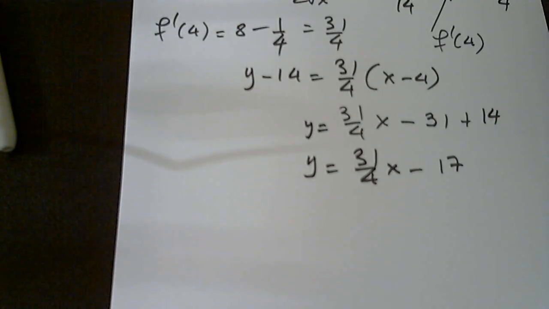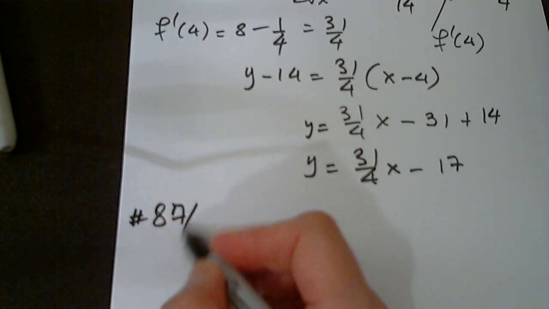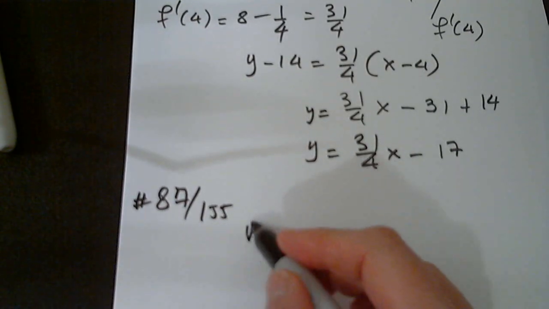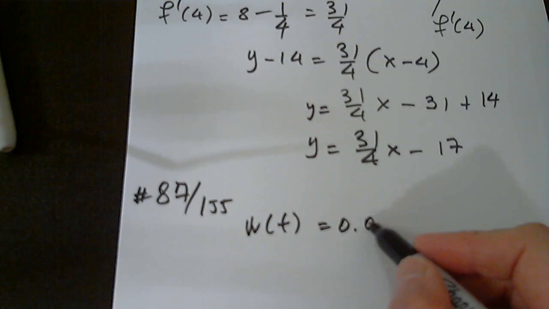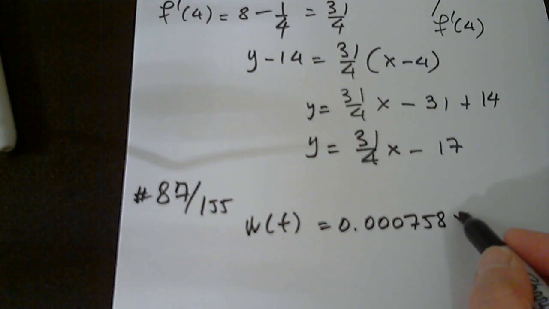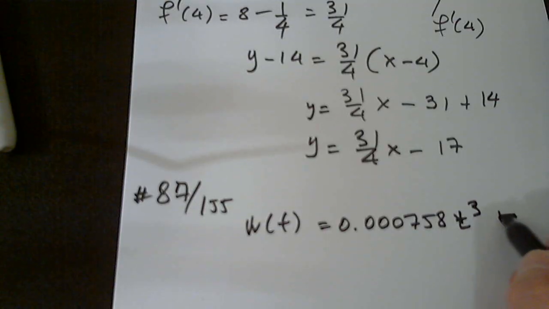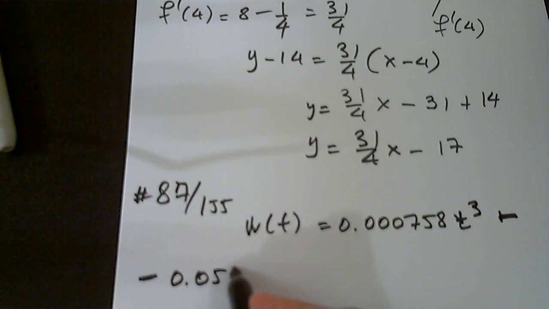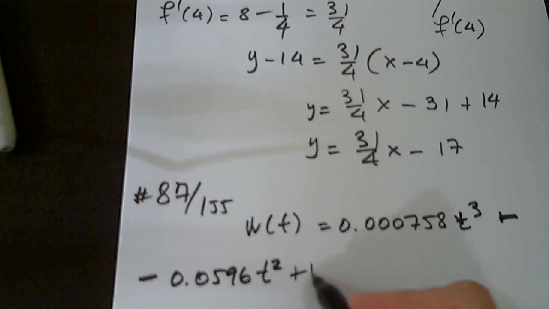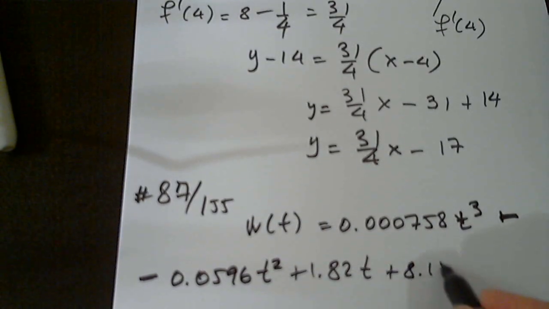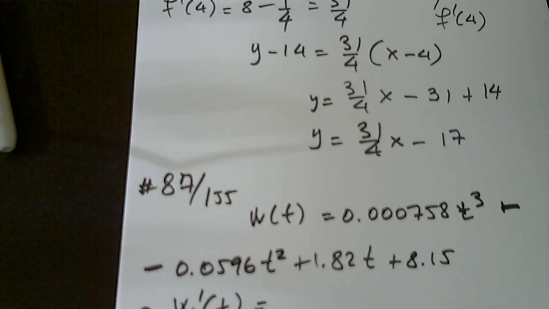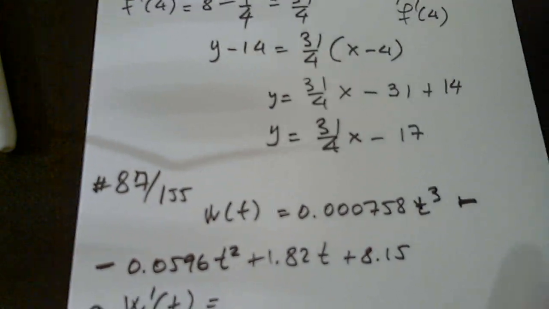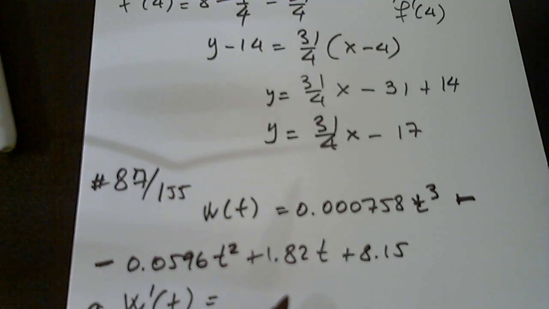So w of t equals, I'm going to put it in the correct order, 0.000758 t cubed minus 0.0596 t squared plus 1.82 t plus 8.15. So in part A, they want us to find the rate of change. Not at a specific value, the rate of change, which means w prime of t.